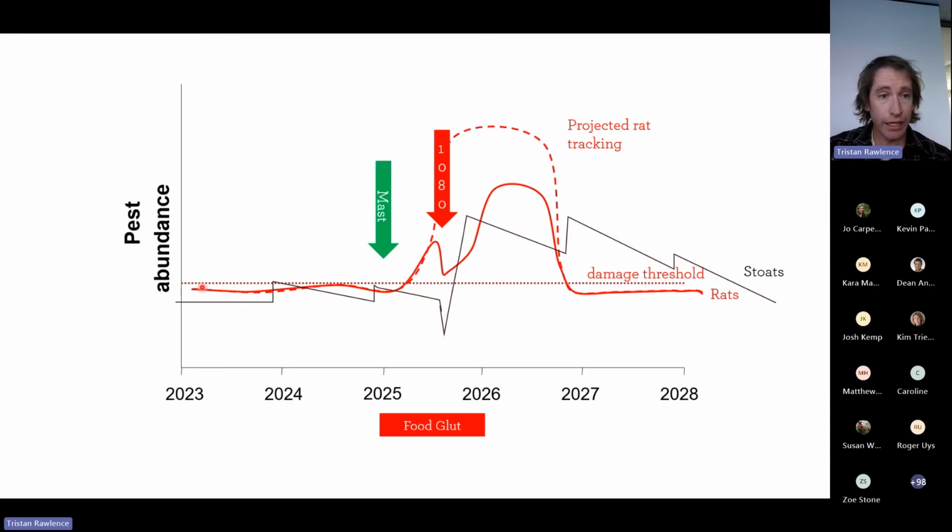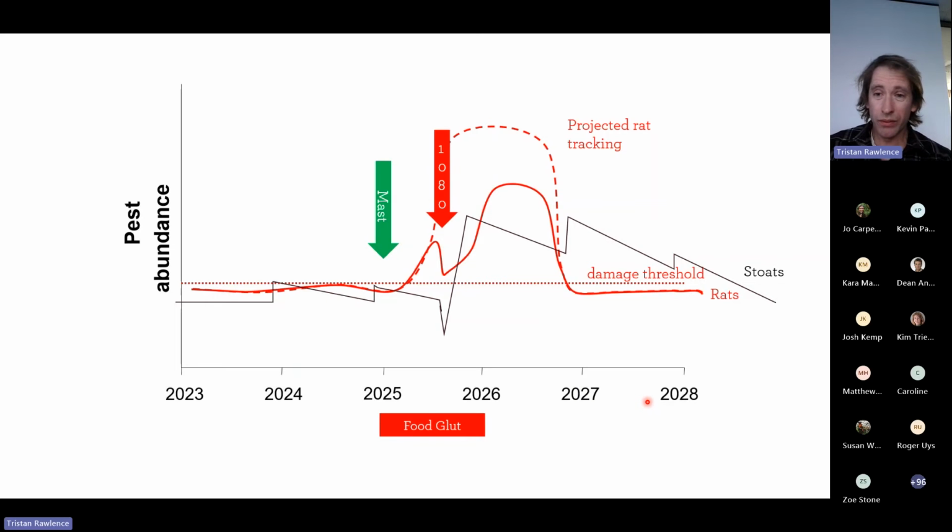So we've got the rats tracking along at a higher base rate, that's often 30 to 40%. They start to increase. We do a 1080 operation. We get a poor kill. They immediately recover. Stoats still have a good breeding season. And we end up with quite a lot of time above a damage threshold, which is not going to be good for the birds we're trying to protect.